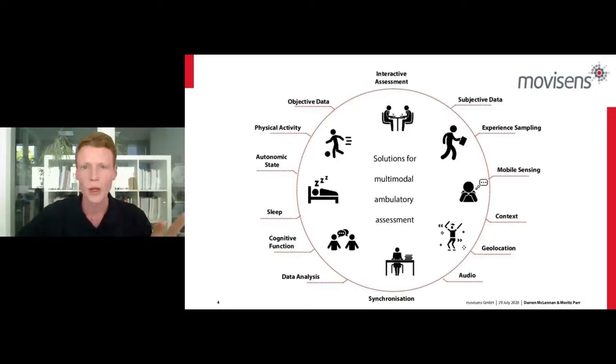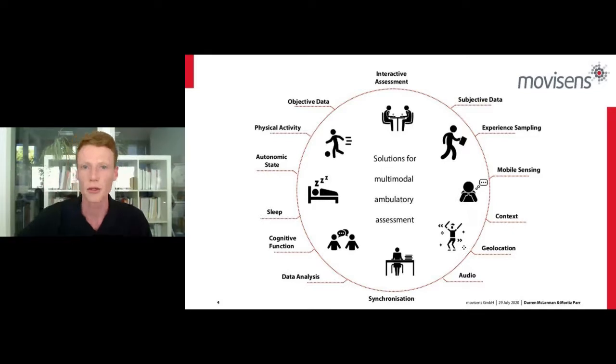I would like to give you a quick overview about the different variety of applications for solutions provided by movisens for ambulatory assessment. On the left side of the sheet, you can see that we are able to capture objective data from participants using one of our different mobile sensors. For example, our Move Force sensor, which is an activity sensor for measuring physical activity. We are also able to capture data about the autonomic state of a person, sleep behavior, and other objective data.